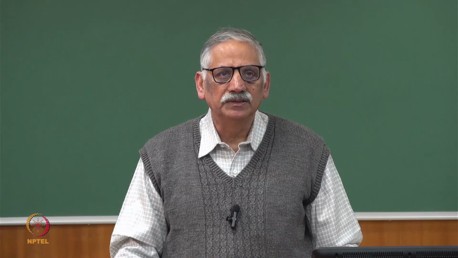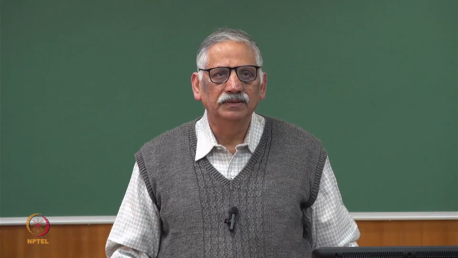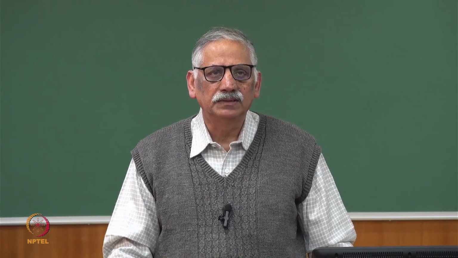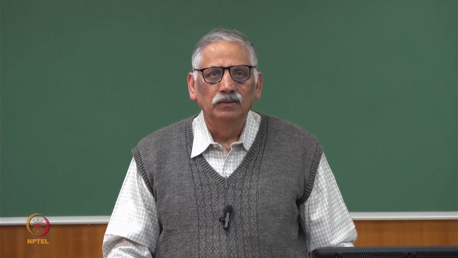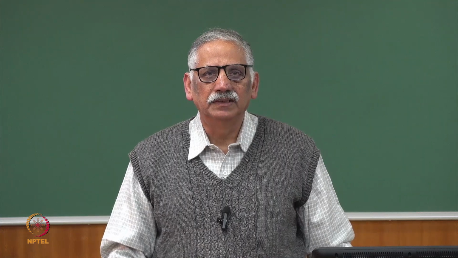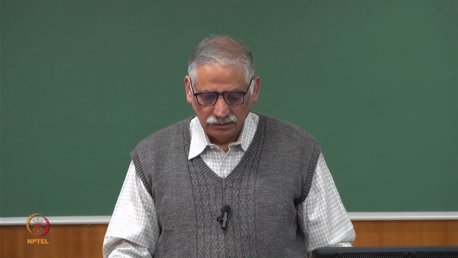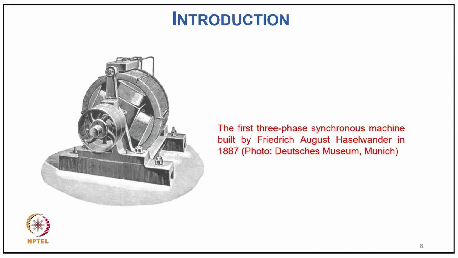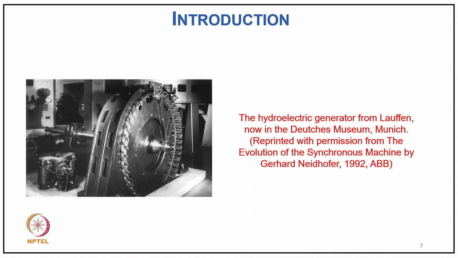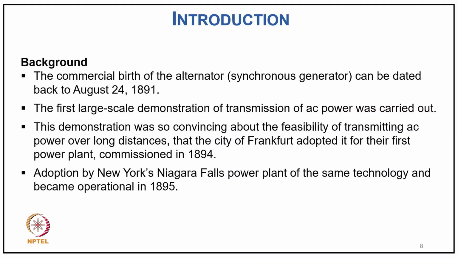However, for low power synchronous machines, an arrangement similar to a DC machine can be used, with the field on the stator side and the armature on the rotor side. So this is typically the first three-phase synchronous machine built by Friedrich August Haselwander in 1887. Then of course, a hydroelectric generator from Lauffen, now in the Deutsches Museum in Munich, which was an evolution of synchronous machine by Gerald Neffer in 1992 by ABB.